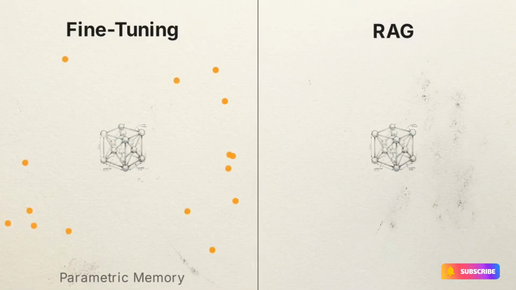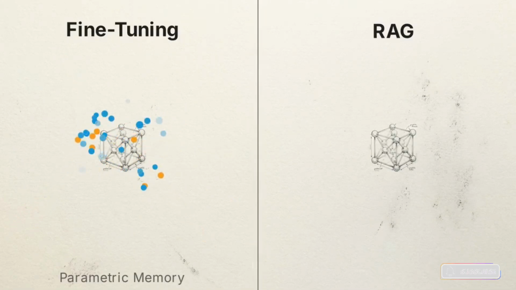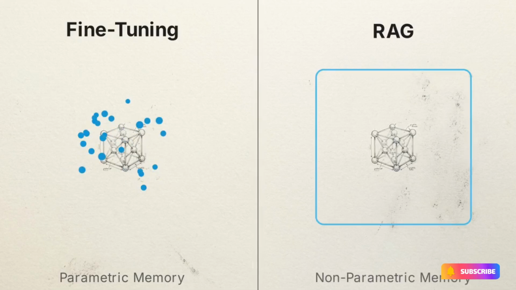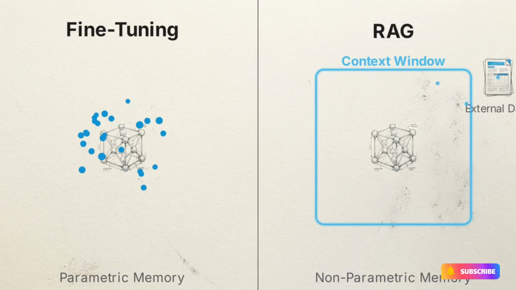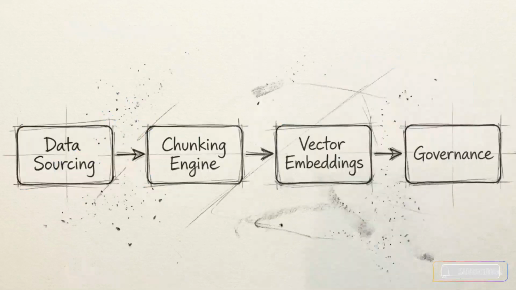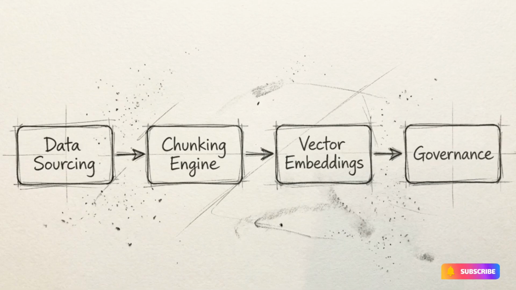In this side-by-side comparison, we see the mechanical difference. On the left, fine-tuning alters the internal nodes of the neural network. On the right, RAG bypasses the network's core entirely. It utilizes non-parametric memory, injecting specific facts directly into the prompt's context window at runtime. Building a production-grade RAG system requires a focus on data infrastructure, specifically solving bottlenecks in chunking, retrieval, and governance.